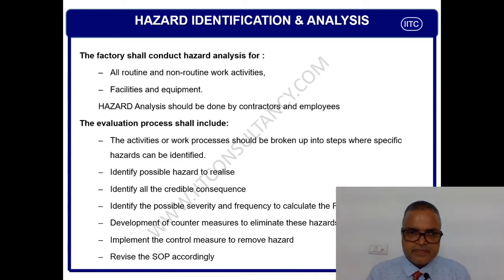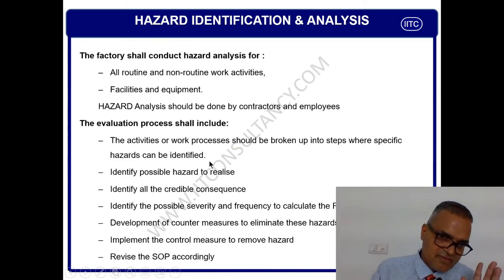Company should make a systematic hazard identification and analysis procedure so that roles and responsibility of each individual is mentioned. Evaluation process must be there, and this should include the activities or work processes should be broken into successive steps where specific hazards are identified.